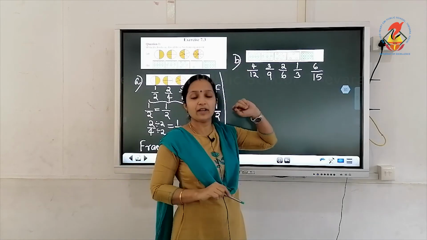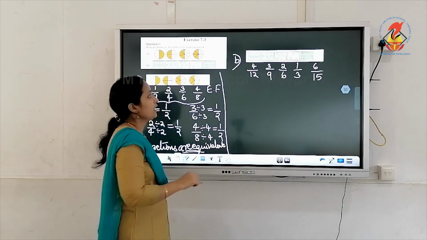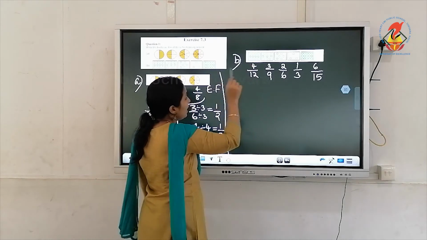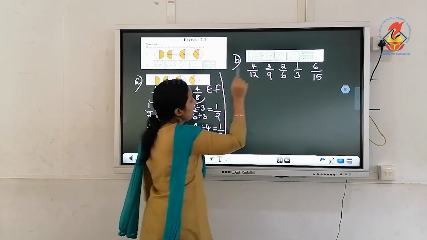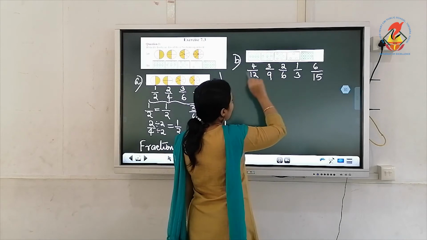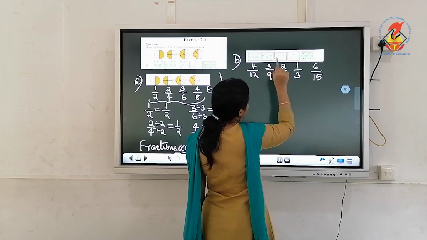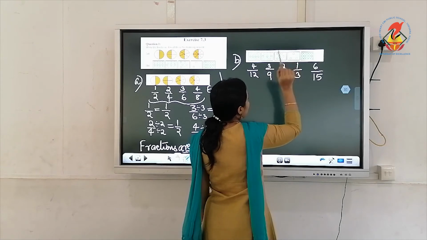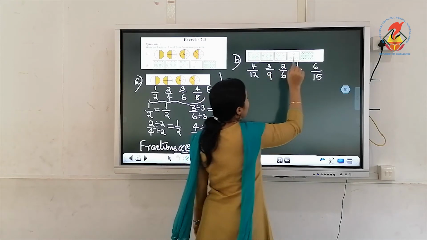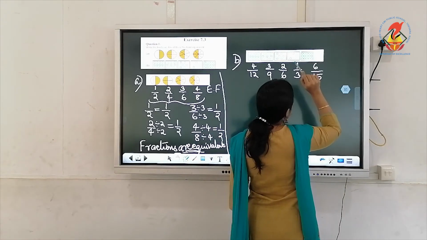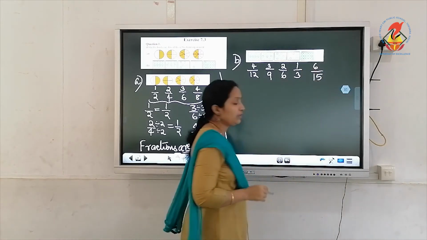Number of shaded figures by total number of figures. Here 4 figures are shaded and total 12 figures are there. Here 3 circles are shaded and total 9 are there. Here 2 circles are shaded, total 6 are there. Here 1 is shaded, total 3 figures are there. Here 2, 4, 6 figures are shaded, total 15 figures are there.